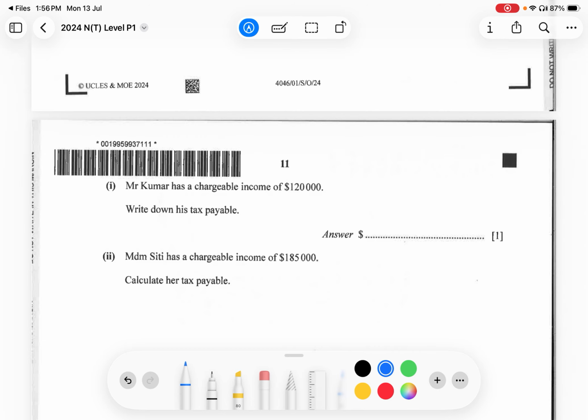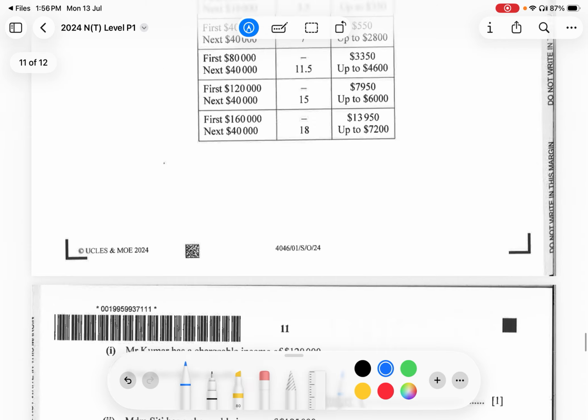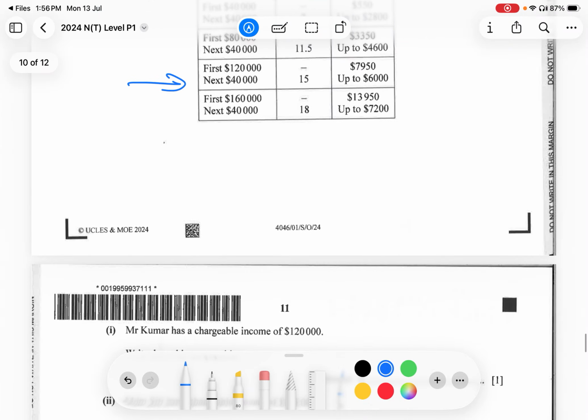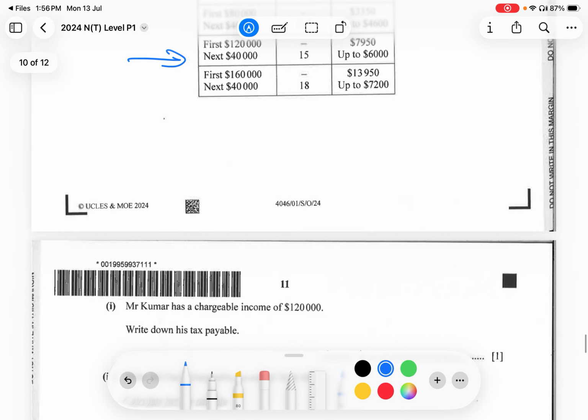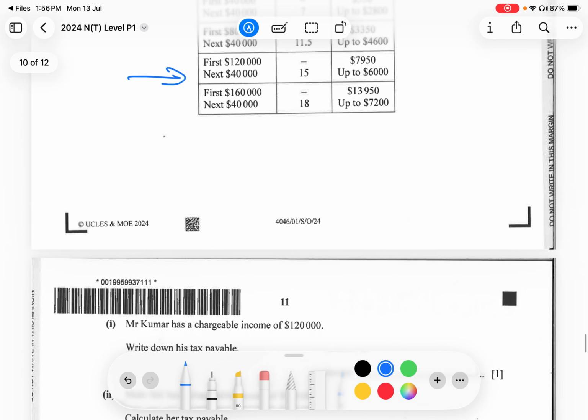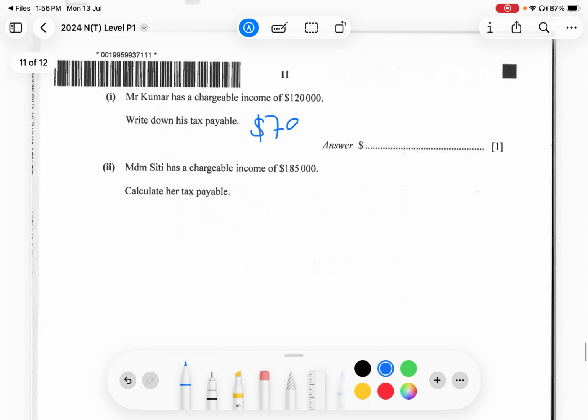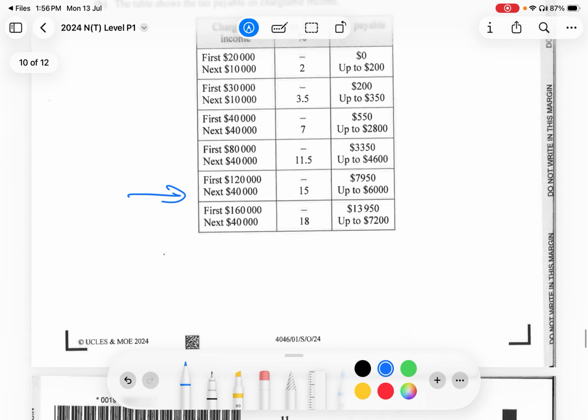Mr. Kumar has a chargeable income of 12,000. We write down his tax payable. 12,000 should be around here, this category. This category is better, 12 to next 40,000. So his tax payable is 7950. 18500.